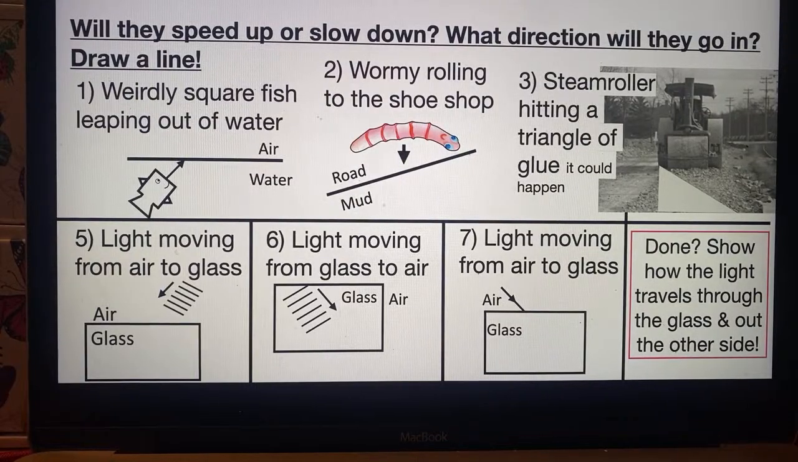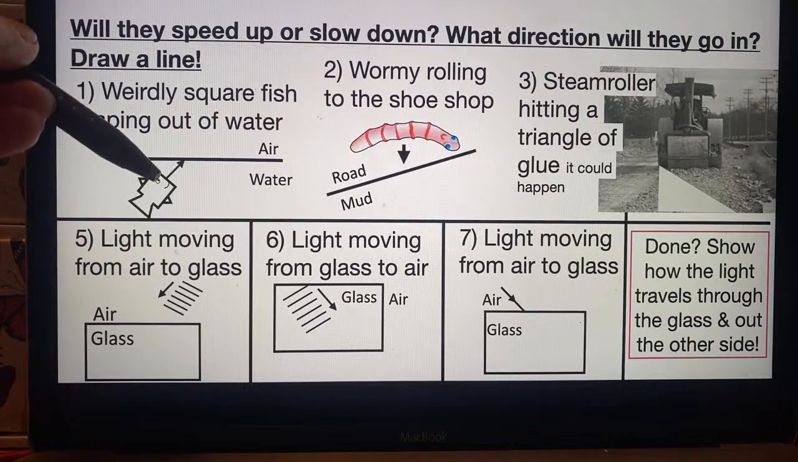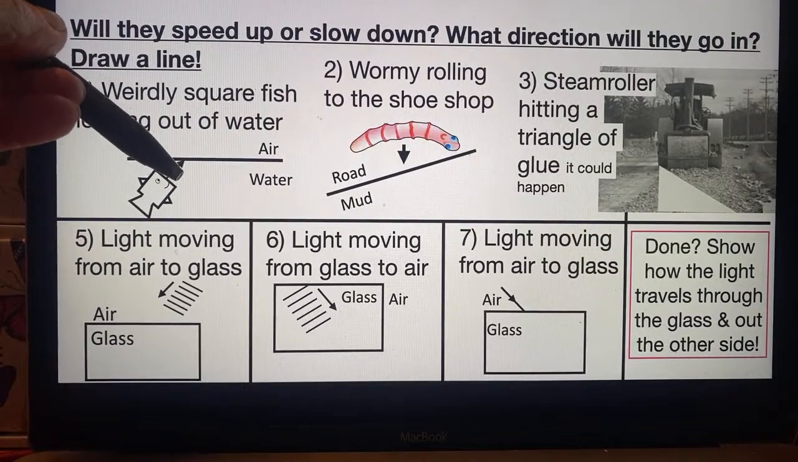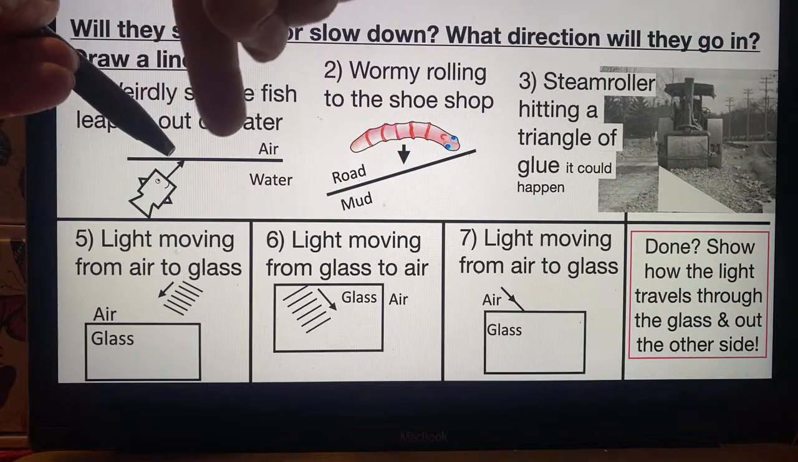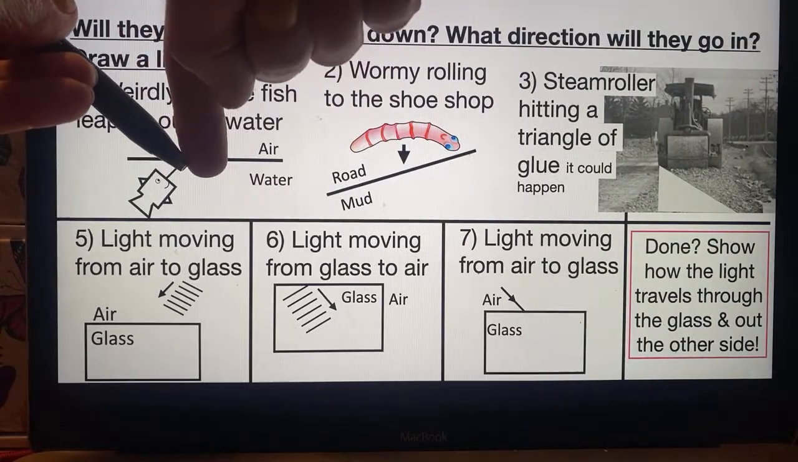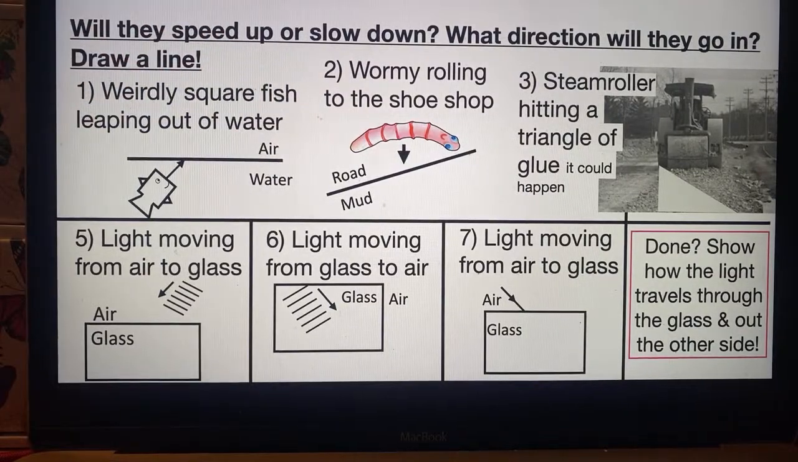This weirdly square fish leaping out of the water, well, it's coming out of the water. I'm just going to pretend that my pen is it, and I'm going to do this every single time with no apologies. So my pen comes out of the water, the top of my pen hits the air first, so that's going to speed up. The bottom of my pen is still in the water, so that's still moving quite slowly. So it's going to bend towards the right. Is that okay? And it's going from water to air, so it's going to speed up. Luckily, light behaves quite similarly to us in that sense. There we go. So it's going to do something that looks a bit like that.